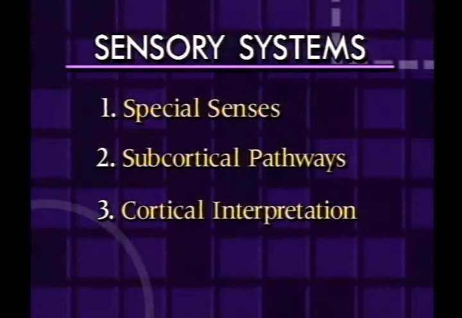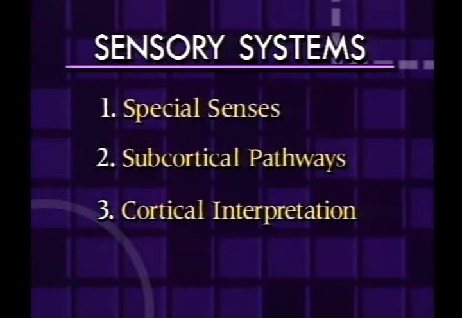Let's talk a little bit now about sensory systems. There are three parts to your sensory system. There is the special sense that pulls in the information. That would be, for instance, your eyes and your ears and your nose. There are the subcortical pathways that relay it to the cortical interpretation centers.